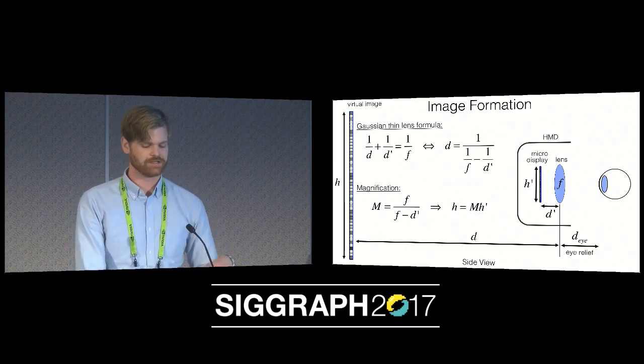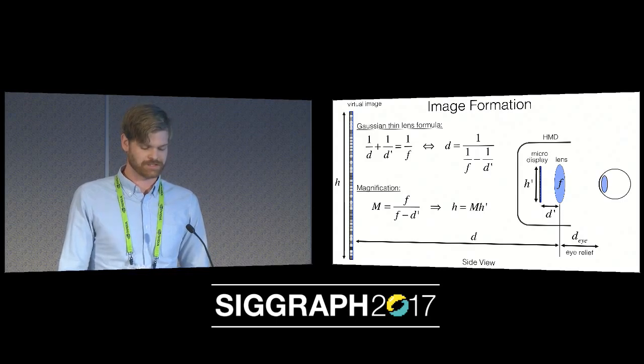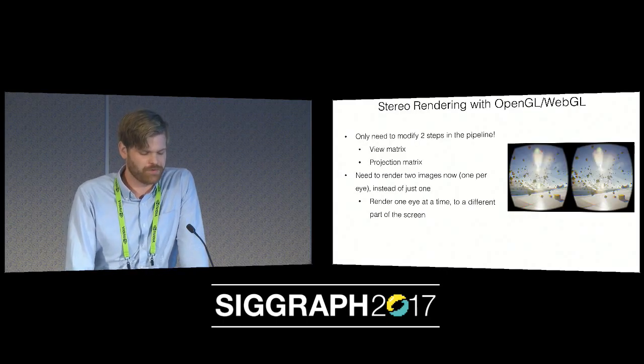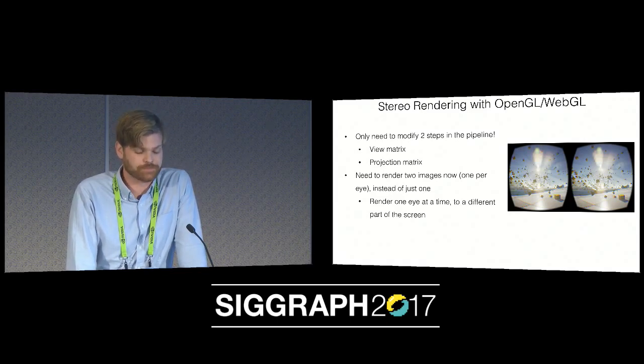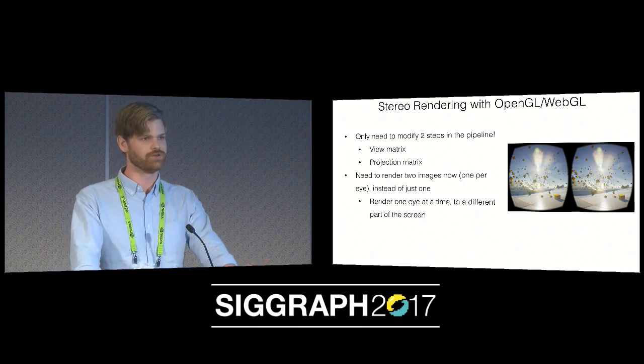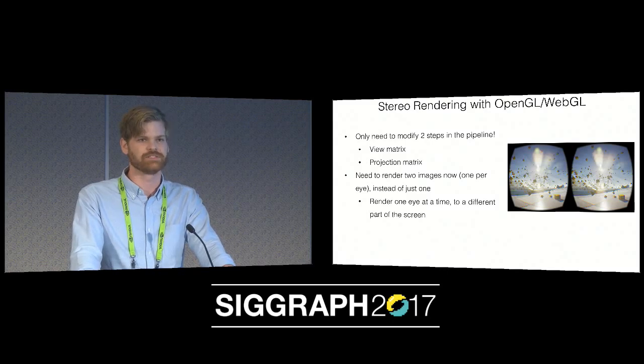So now that we have a rough understanding of the image formation of a head-mounted display, when we get to stereo rendering specifically, we actually only have to modify two matrices in the entire pipeline. We only have to change the view matrix and the projection matrix. Essentially, if you have some scene defined and you want to go from a single monocular view, rendering out one image, to rendering out a stereo image, it actually is quite easy. Many different engines now support toggling whether you want stereo or not, and they'll set up something very quickly.